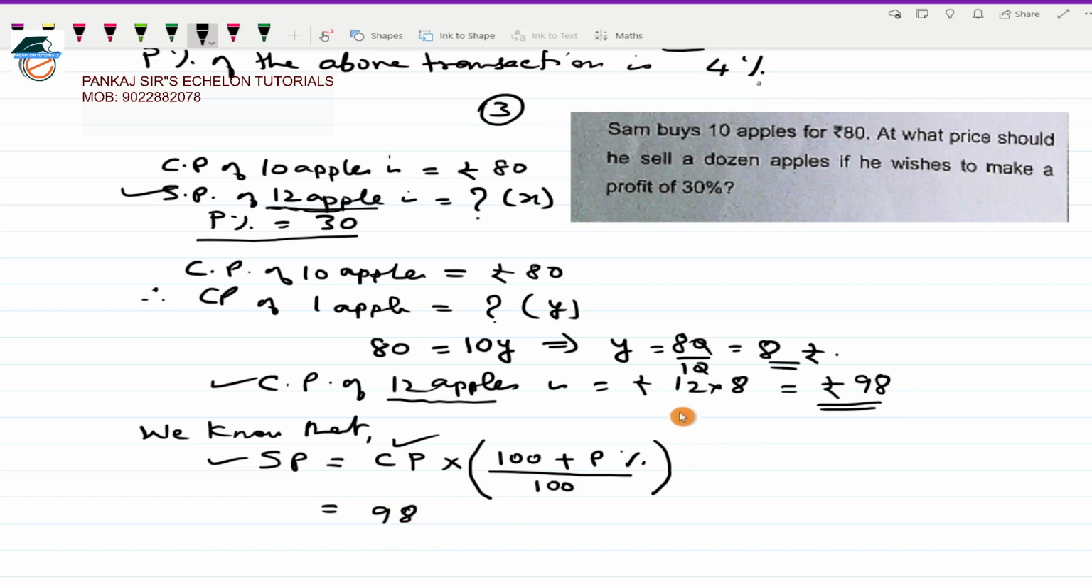Is it 98 or 96? It's 96, not 98. Okay, it's 96. Fine. So this will be 96 into 100 plus the profit percent. The profit percent is given to you as 30, isn't it? Where is it given? Yeah, it's over here. Upon 100. That's it. Okay. So this will work out to 96 times 130 upon 100.